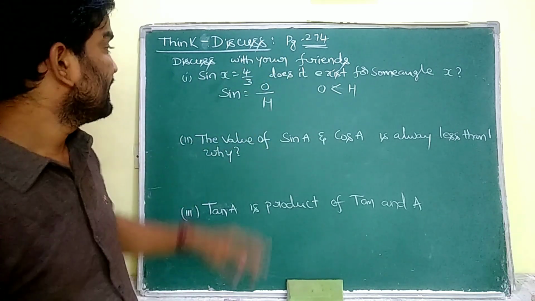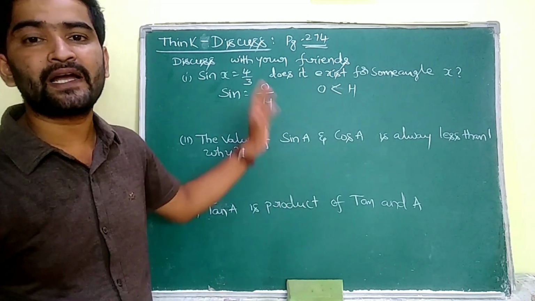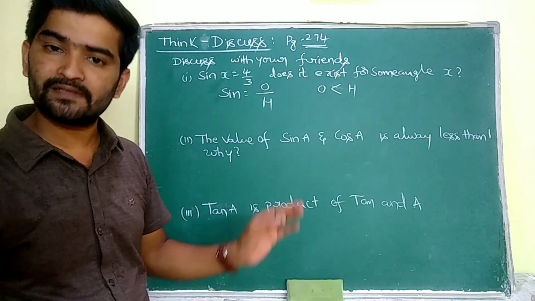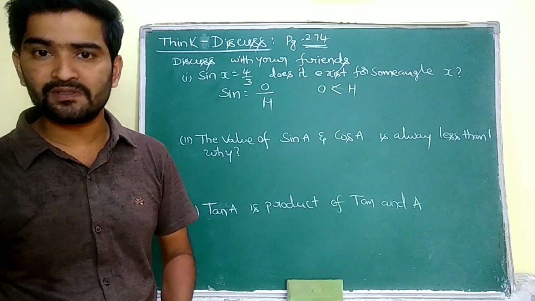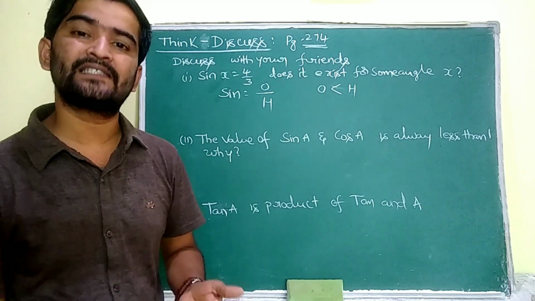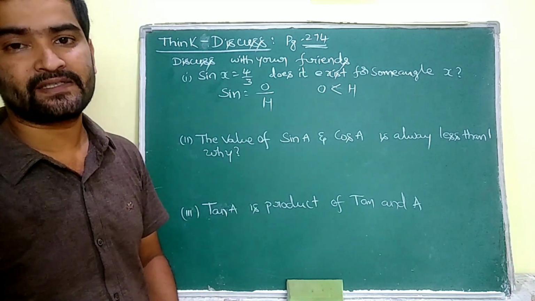That's our answer. Here sin x is equal to 4 by 3, that is, sin x is greater than 1. So sin x is never greater than 1. Sin x is always less than 1 because sin x is opposite side by hypotenuse, and the opposite side is always less than the hypotenuse. That is why sin x is a proper fraction.